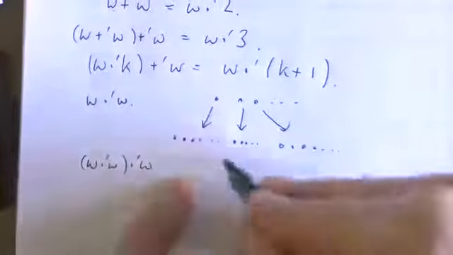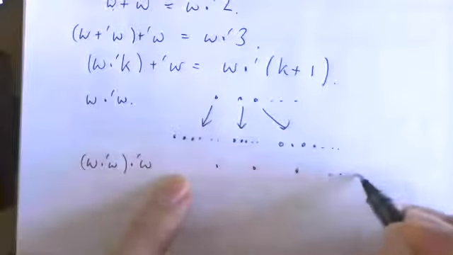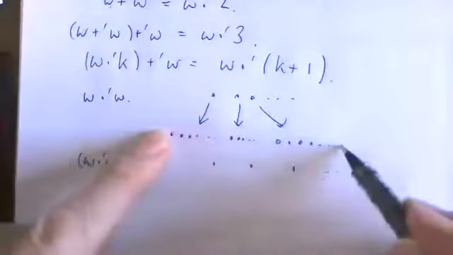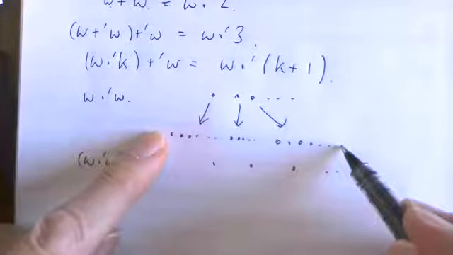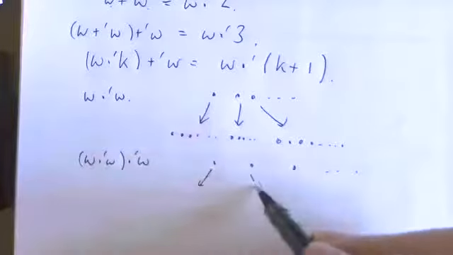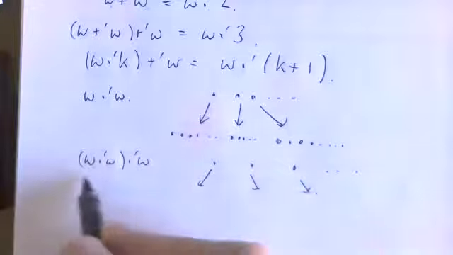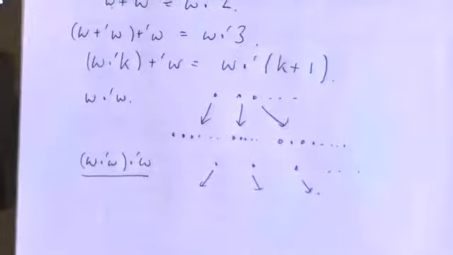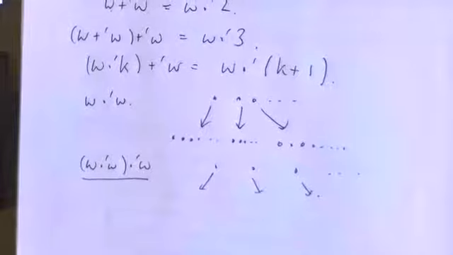I can take a copy of omega and replace each point with a copy of the picture above. And I'd call that this here. So there are various things that one can start thinking about.